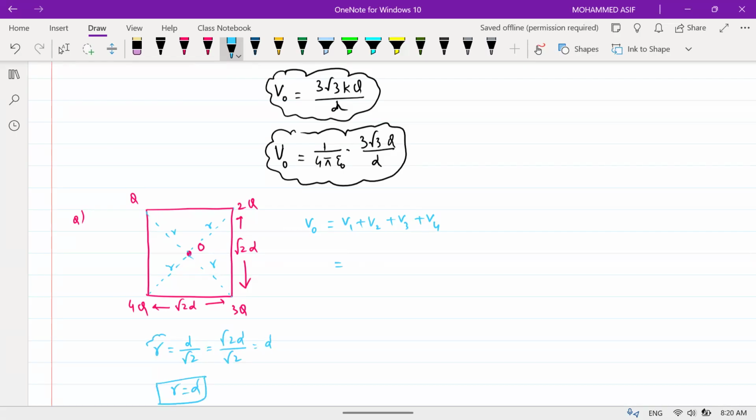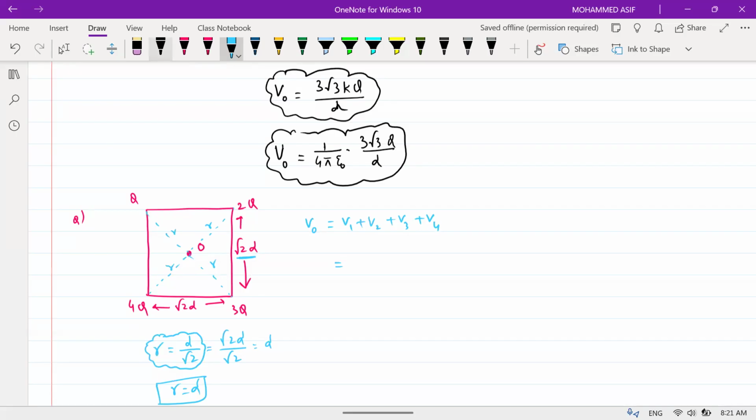Am I clear? In a square, the distance from center to any one corner is how much? D by root 2. But this D value is given in the problem as how much? One side, root 2D. So root 2D divided by root 2 is equal to D. So R is equal to D, I am getting.